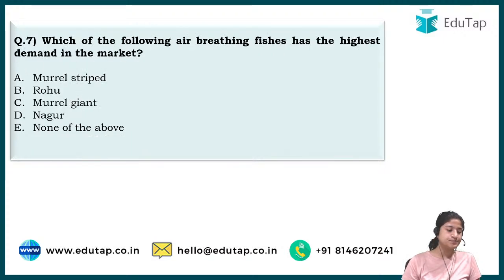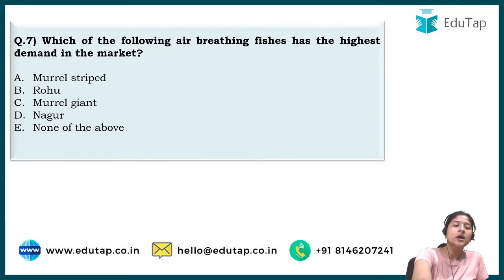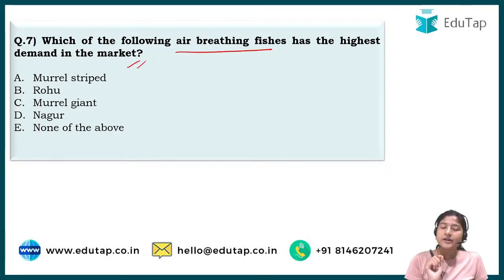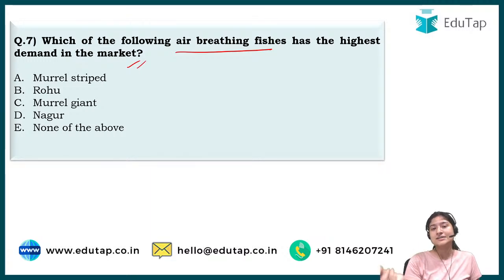All right. Next comes, which of the following air breathing fishes has the highest demand in the market? Among the following, there is one air breathing fish that is very popular in the market. See, till now questions from poultry have been asked. You should remember that. Soil has been asked a lot, be it drip irrigation or anything irrigation. Just remember what topic it lies under.